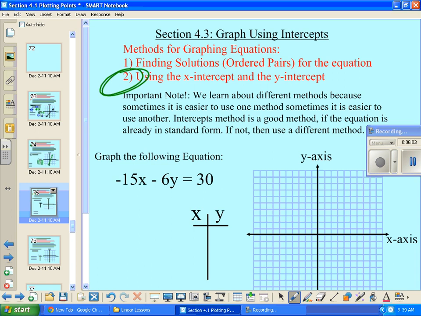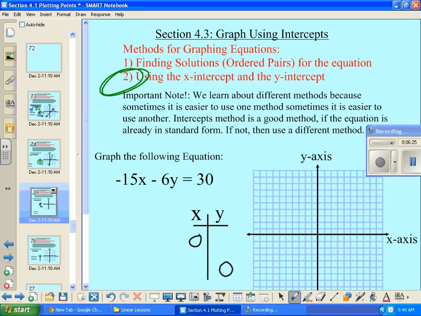I could totally use method number 1, solve this equation. I could add 15x to both sides, divide everything by -6, and I could get to the answer. But for this problem, I recommend using method number 2, finding the intercepts. So all I'm going to do is put in 0 for x and 0 for y, and see what I get for my solution. Remember, my solutions are my 2 intercepts.